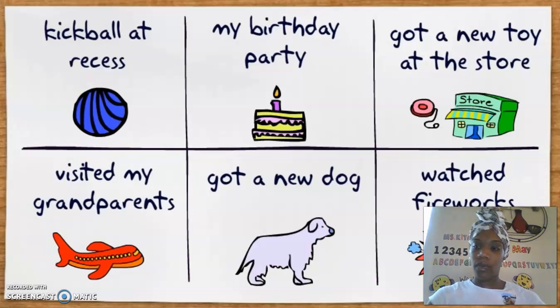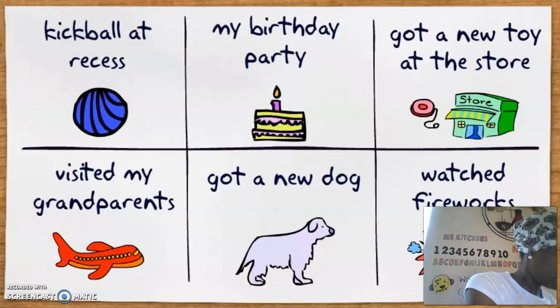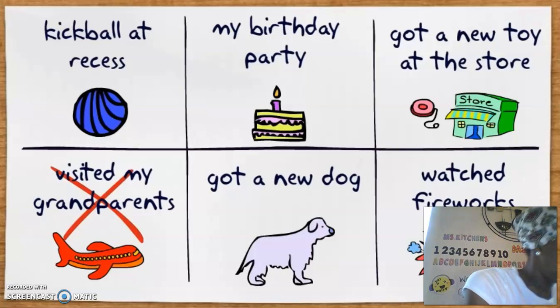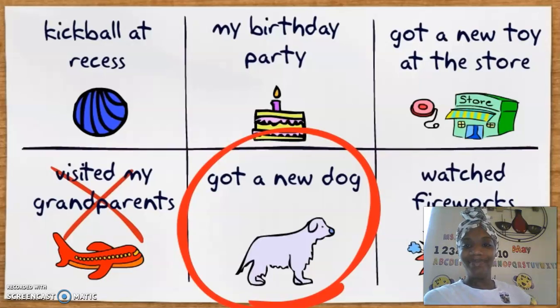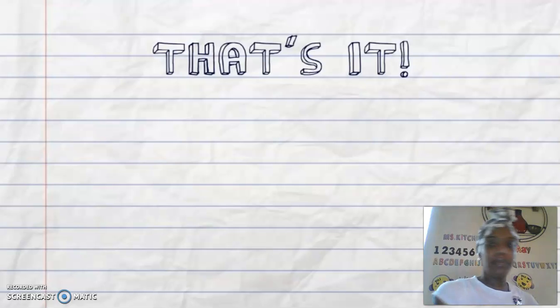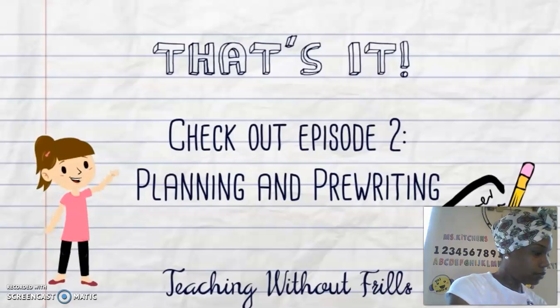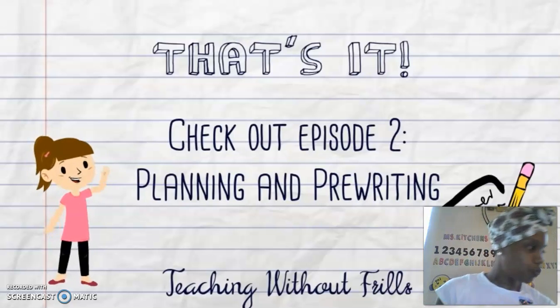Wow, so now I have 6 ideas to choose from. Let's see. I don't think I'll write about visiting my grandparents because it was sort of a long time ago and I don't really remember enough details. Today, I think I will write about when I got a new dog. I can save the rest of my ideas for later. So that's it. I've chosen my topic and I'm ready to start writing. Check out episode 2 to learn how I plan and pre-write my story.